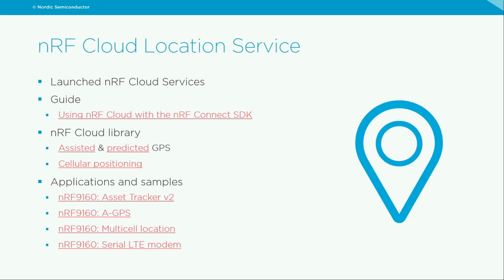So when it comes to assisted GPS, the assisted GPS library enables the application to request and process assisted GPS from nRF Cloud. This library is an add-on or enhancement to the nRF Cloud library. The use of assisted GPS reduces the time for a GPS device to estimate its position, which is also called time to first fix.